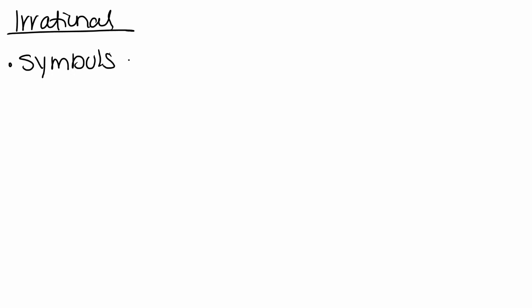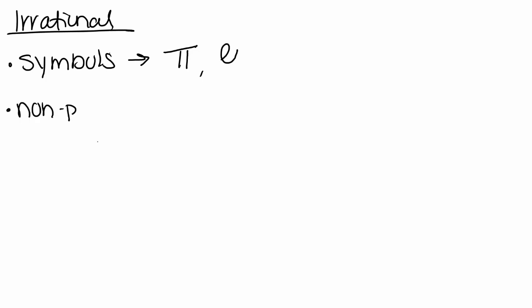Now, for our irrational numbers. The first type of irrational number are symbols. Any mathematical symbol. The most common symbols you will see are pi, and sometimes you'll see the letter e. Both of those represent irrational numbers.